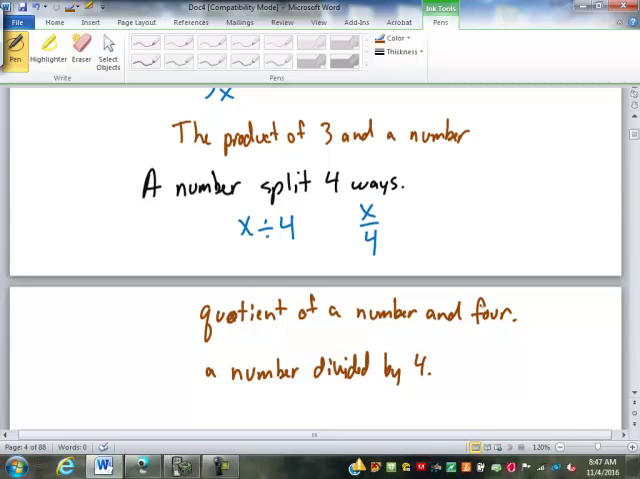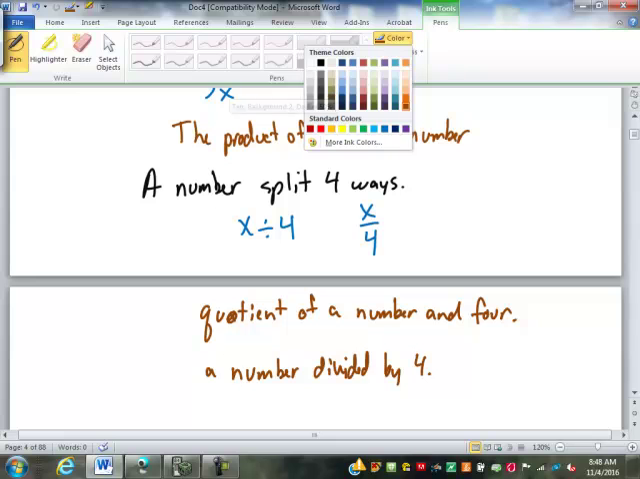A number divided by 4. Four goes into a number. There are a few phrases for that. So let's make it a little bit more complicated.